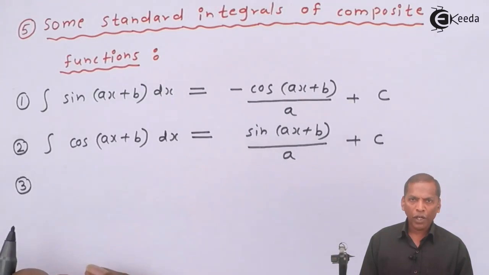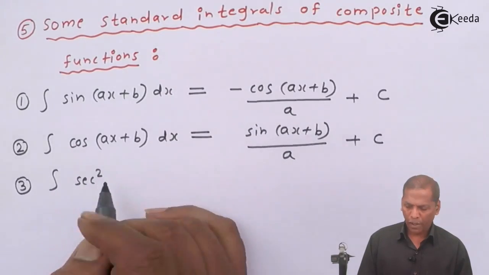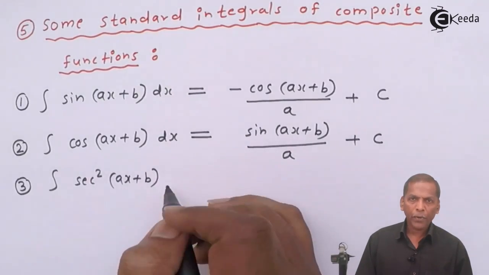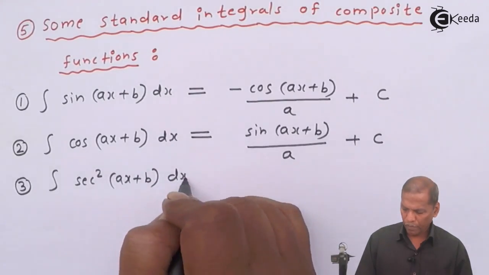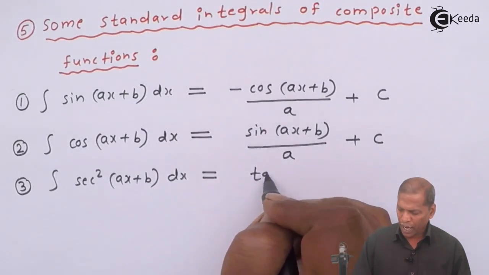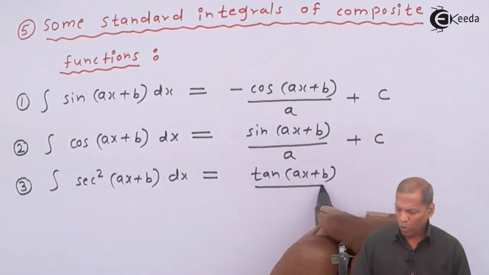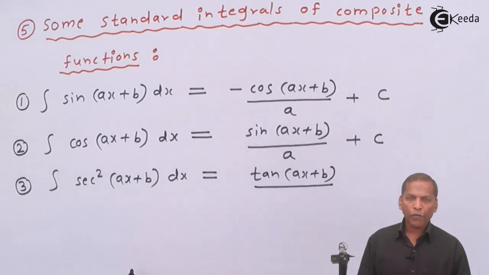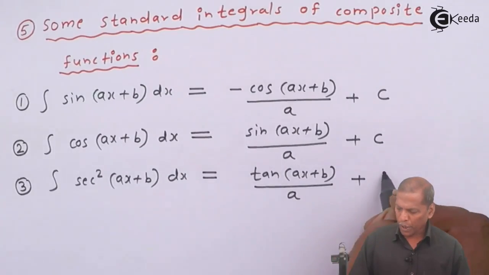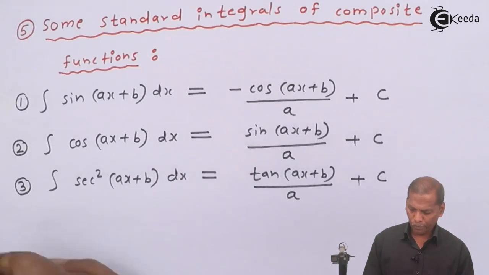The formula number 3 is integral sec square(ax + b) dx is equal to tan(ax + b) divided by the coefficient of x, that is a, plus c, where c represents the constant of integration.